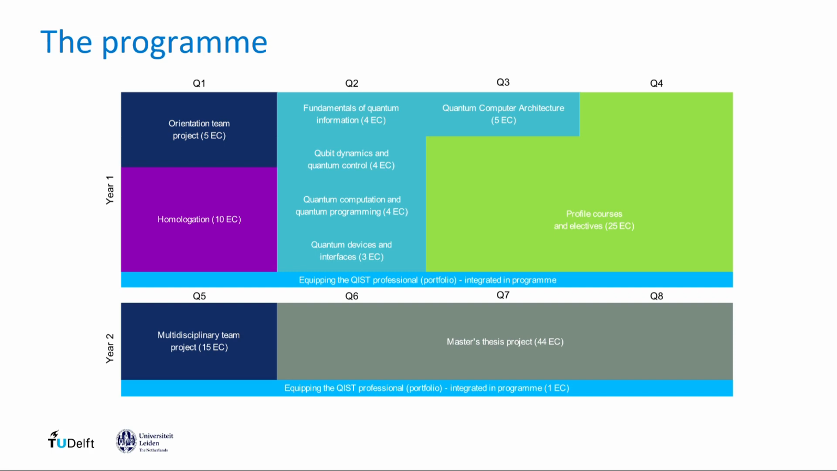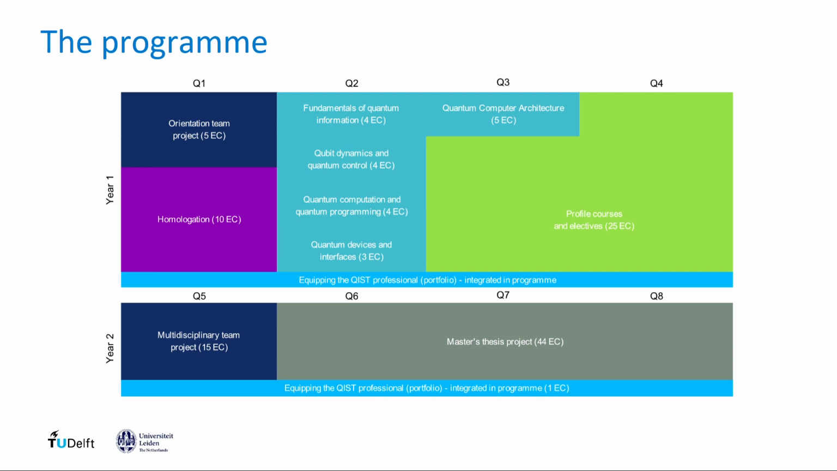Roughly speaking, in the first year, you'll mostly be doing courses, coursework, exams, but also a 5 EC project. And in the second year, you'll almost only be doing projects, a team project and your master's thesis project. And I will go and describe the various elements in the slides after this one.